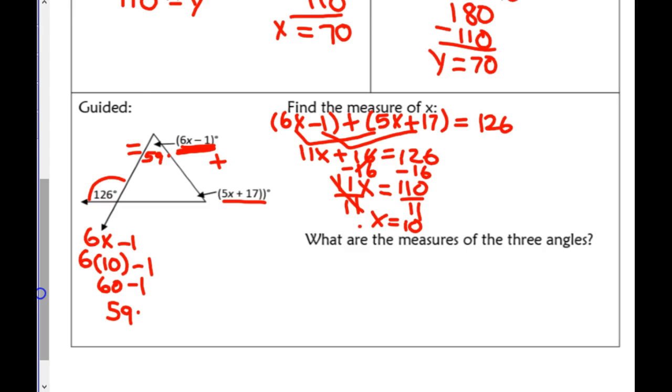And then 5x plus 17 is my other angle, right? So I'm going to replace x with 10. So 5 times 10 is 50. 50 plus 17 is 67 degrees.